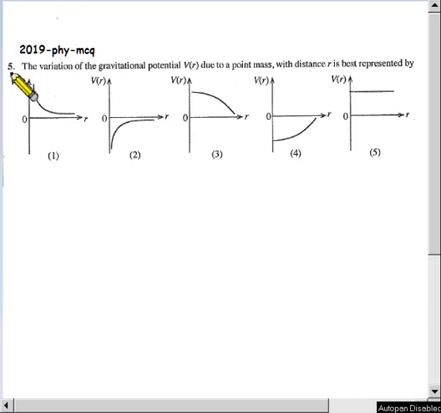Today I am going to discuss question number 5 of the 2019 Physics MCQ paper, new syllabus. The variation of the gravitational potential V(r) due to a point mass with distance r is best represented by. That means if there is a point mass, but I draw it a little bit larger.